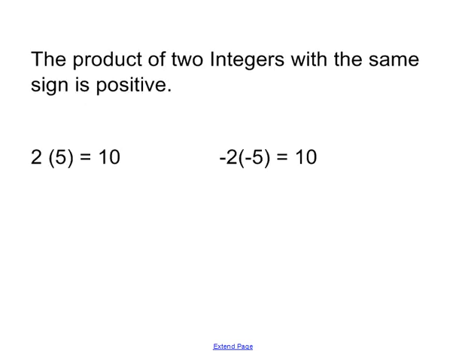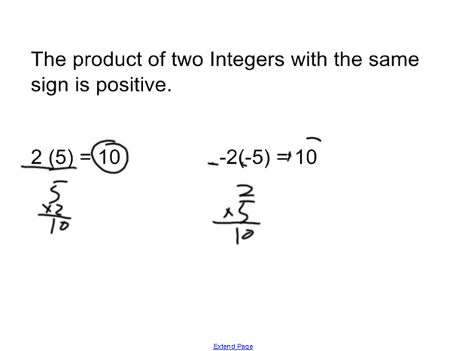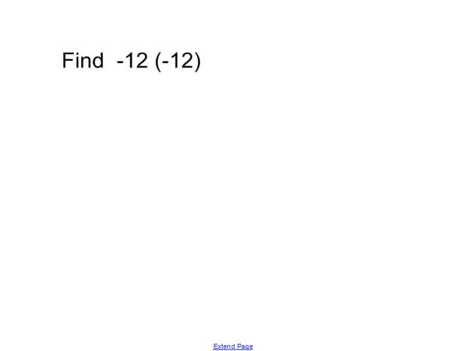The product of two integers with the same sign is positive. So that means that positive 2 times positive 5, 5 times 2 is of course 10, but since the signs are the same, it must be positive. Look at this example though. I've got a negative 2 times a negative 5. Still 2 times 5, and it's still equal to 10, but since they're both negative, it is a positive 10. The signs are the same, their product is positive.